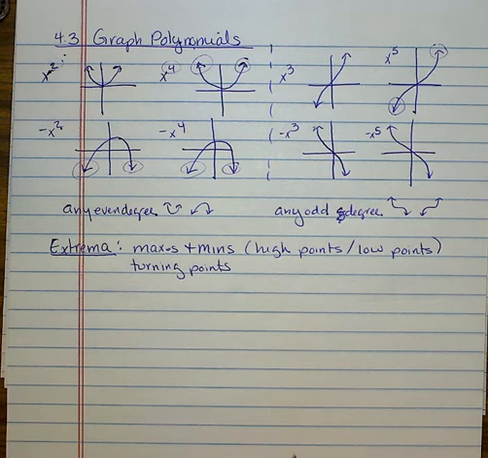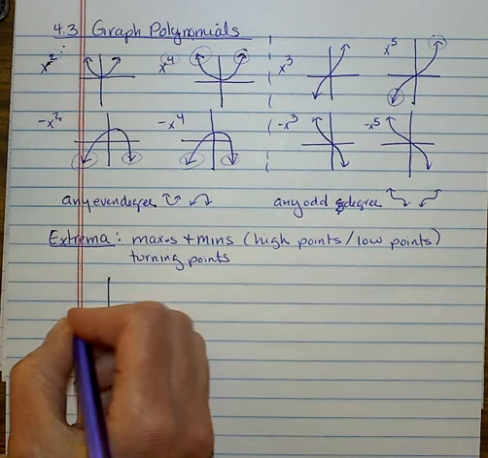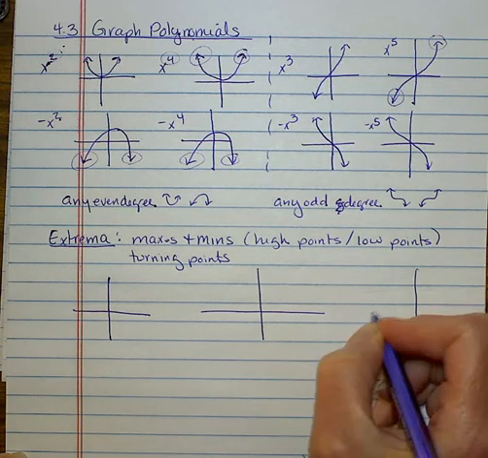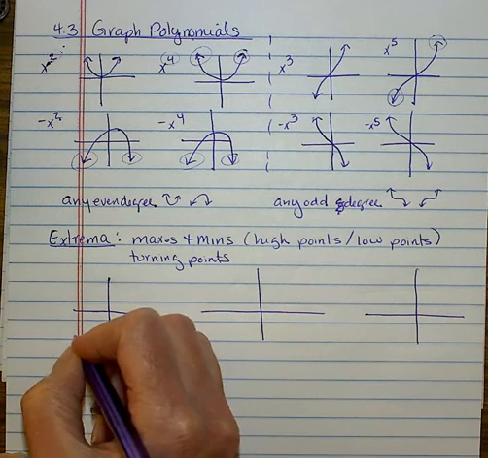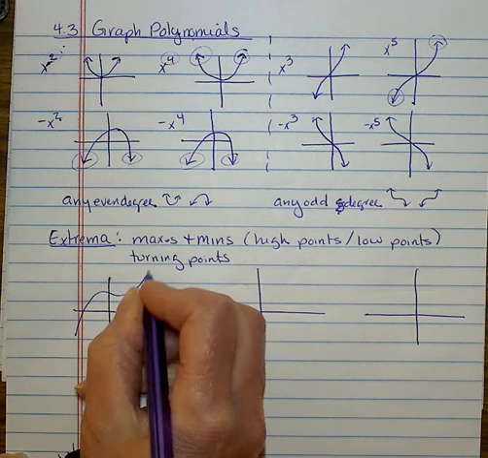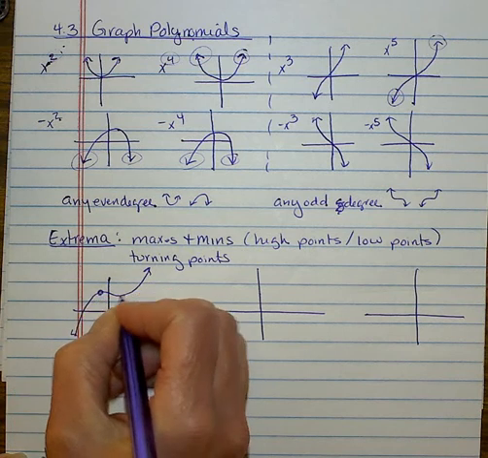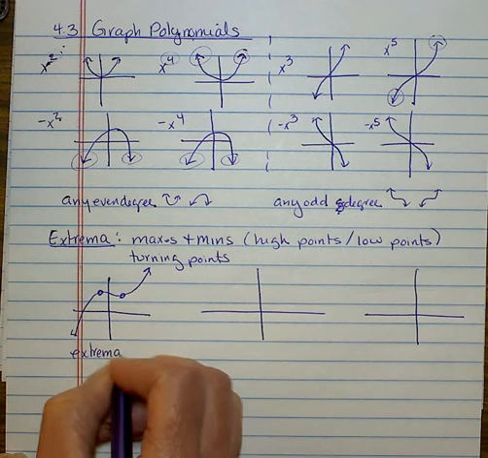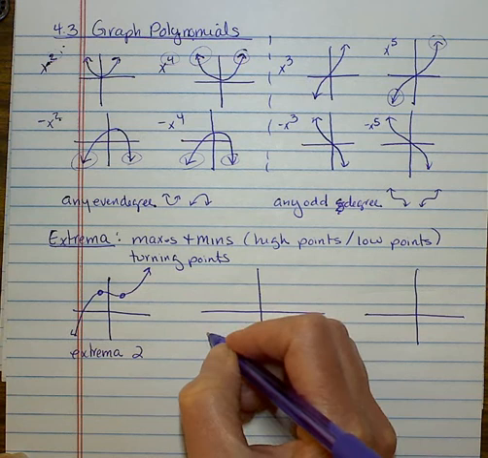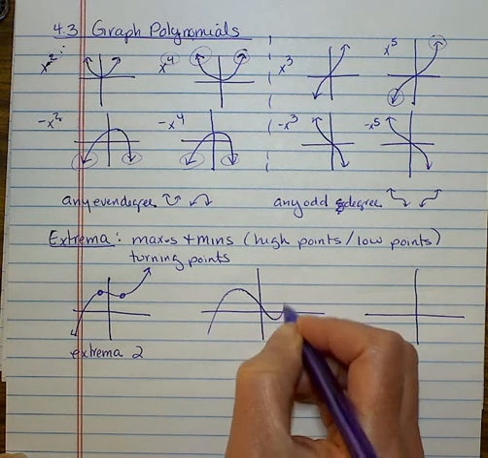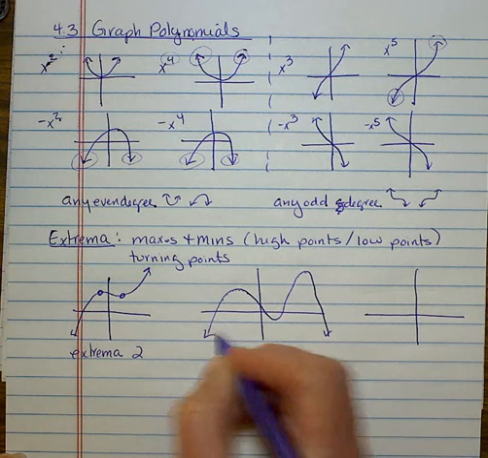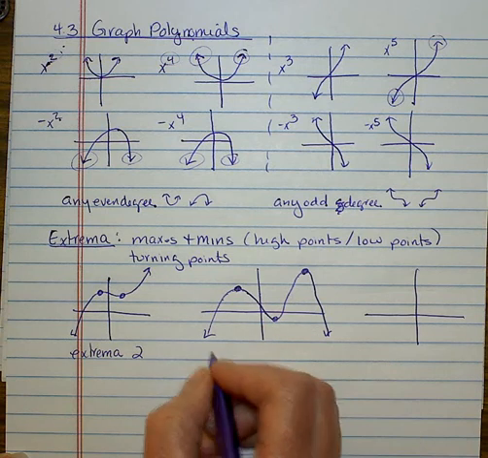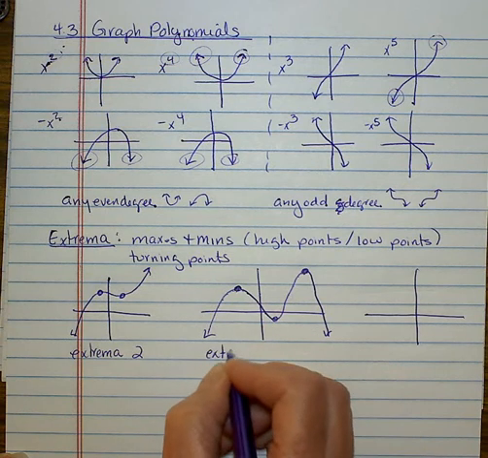Okay, well that's easy. Let's look at a couple graphs. Graph number 1, graph number 2 is a little bigger, and graph number 3. Okay, graph number 1: come up, go down, come up. I see one min, I see one max. So in this case, I have an extrema of 2. My second graph: let's come up, let's go down, let's come up, let's come down. Let's see, I see 2 high points and a low point. So I have 3 extrema.